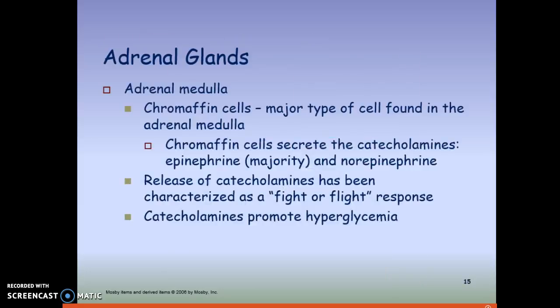All right, and the last slide for chapter 18 is just looking at the adrenal medulla. Here are found chromaffin cells, and the chromaffin cells secrete the catecholamines. Epinephrine is the main one, but it can also secrete norepinephrine. And these hormones are going to be involved in the fight or flight response.